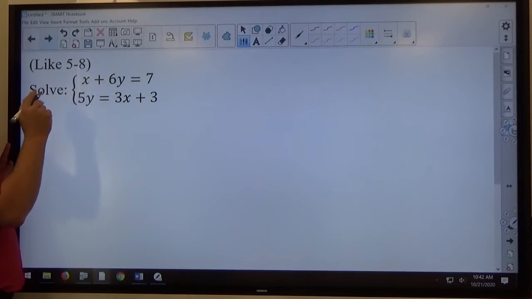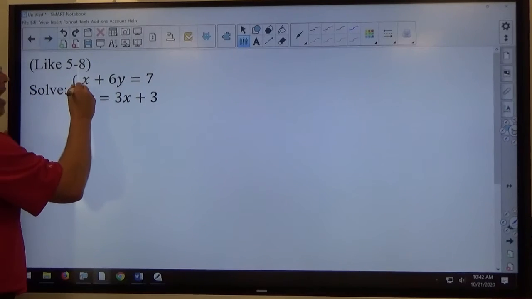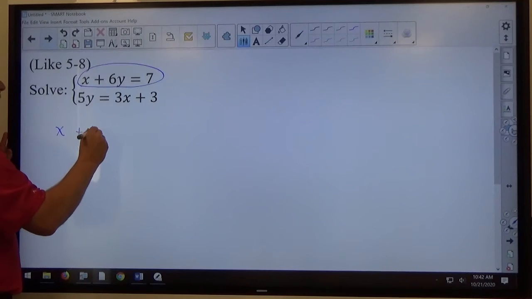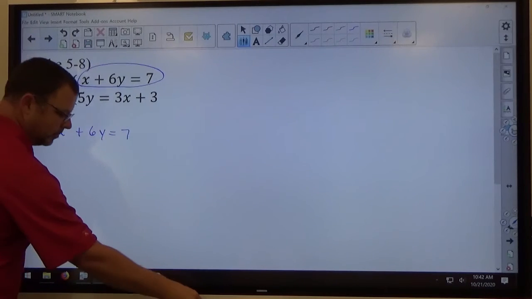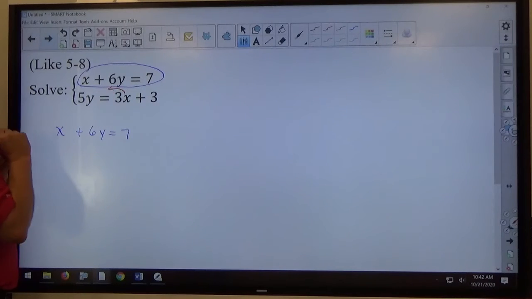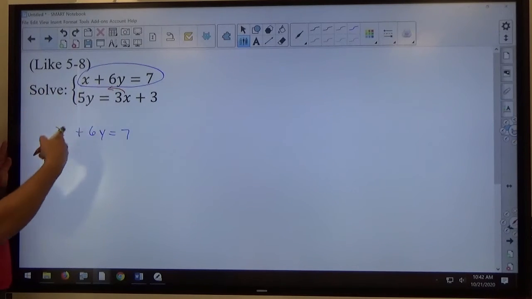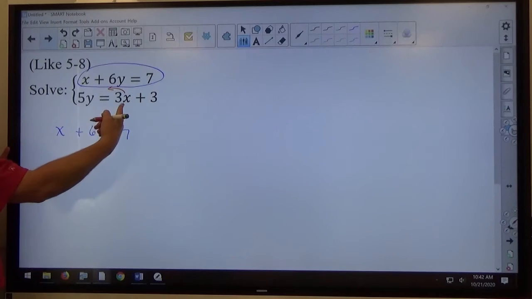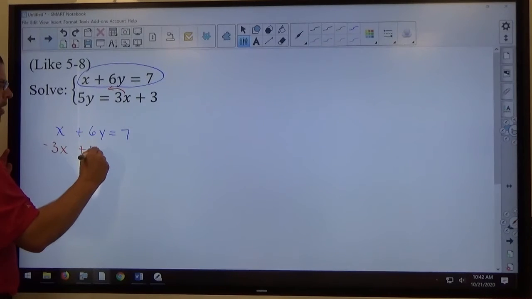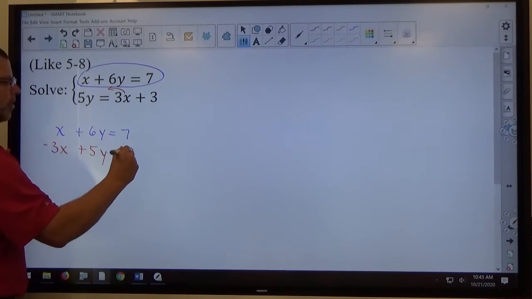So if I had to modify anything, I'm going to just write them both down. So the top equation is fine the way it is. I got 1x plus 6y equals 7. The bottom equation, I got to move the 3x to the left to get what I want, which is x, y equals number, right? X in front. So notice 3x is positive, moves across, becomes negative 3x. 5y is already positive, so it stays plus 5y, and 3 is positive, stays positive 3.